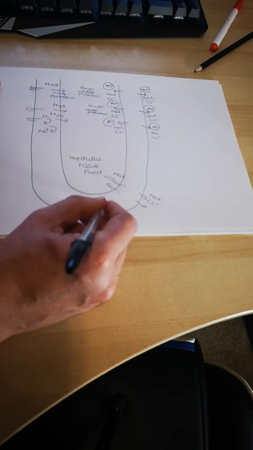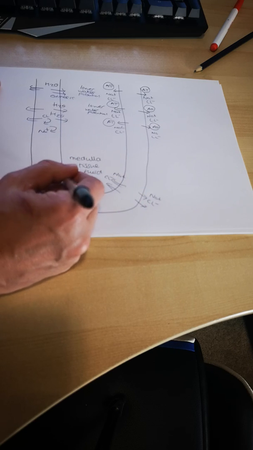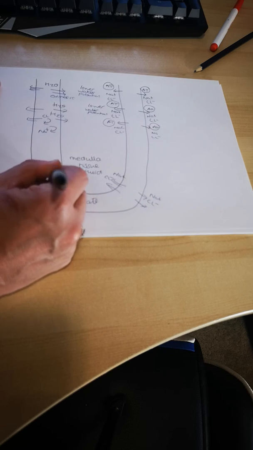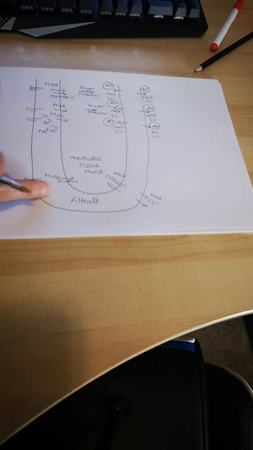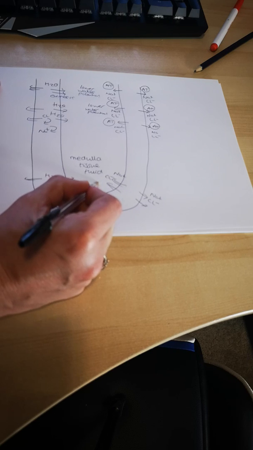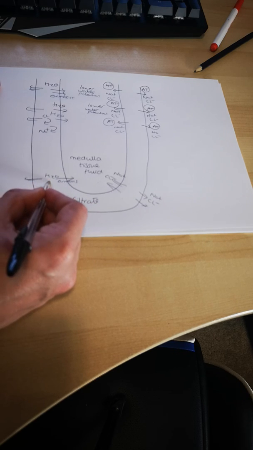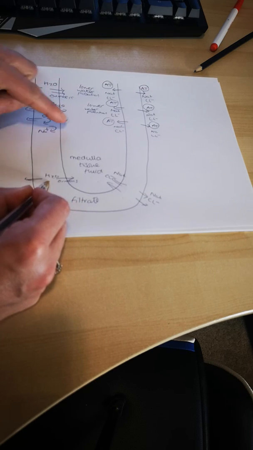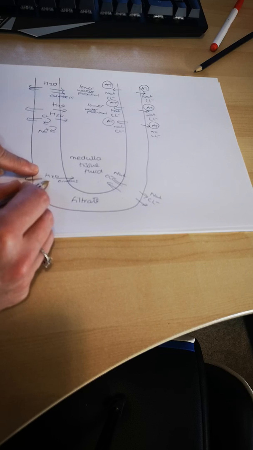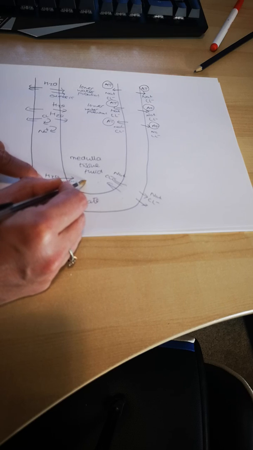Now that's really important because that means lots of the ions move out here, which means that water is still moving out by osmosis just before the bend, because here is a very, very low water potential. So even though this one's not quite as low as it was at the top, because water's been moving out, we've still got a higher water potential in the filtrate than the medulla tissue.